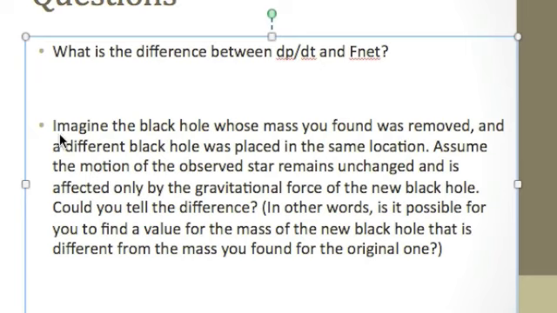Second question is, imagine the black hole whose mass you found was removed and a different black hole was placed in the same location. Assume the motion of the observed star remains unchanged and is affected only by the gravitational force of the new black hole. Could you tell the difference? Well, no, because the mass of the black hole would be the same if the motion of the observed star remains unchanged. Therefore, all the data would be the same, and the mass would be the same also.